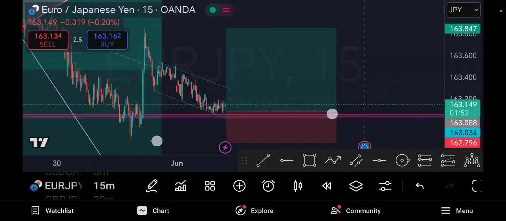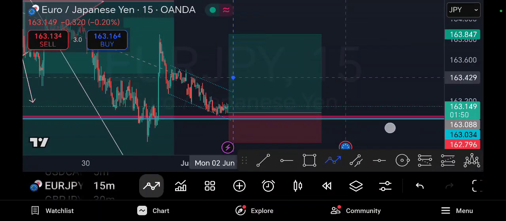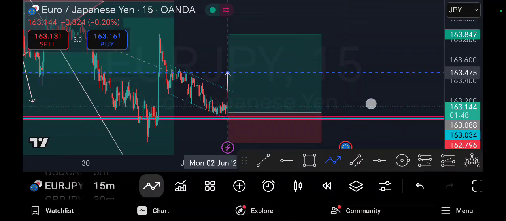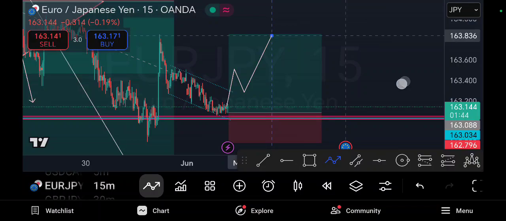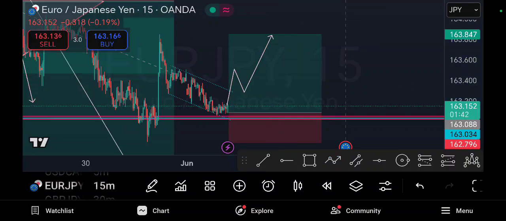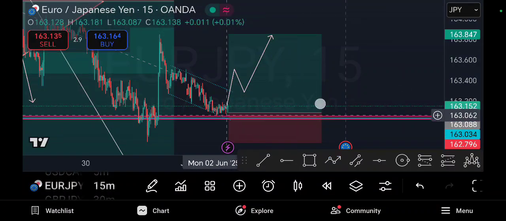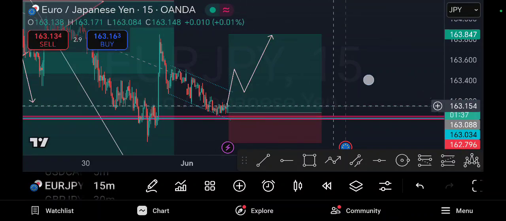No, actually, the thing is, there's a high chance also of it breaking out and then retesting and shooting up. Cool, cool. But we can also enter the buys from where it's at right now, sharp.